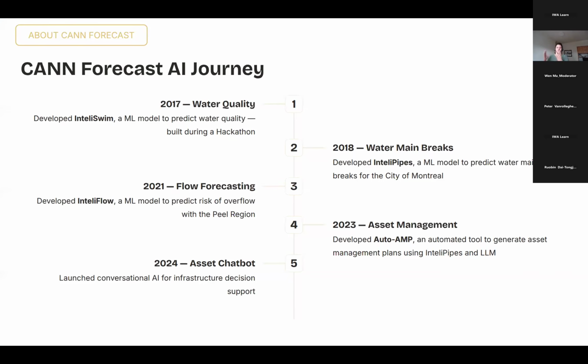I just wanted to start the presentation by talking a bit about our AI journey, where we started. As was mentioned, we started in a hackathon. I was finishing my PhD back in the days. There was a hackathon in Montreal, and this is where we started development of our first machine learning tool, IntelliSwim. I'm not going to go too deep into IntelliSwim today, but there's opportunity all around, so it's always good. We developed our first model, which was to predict beach water quality.